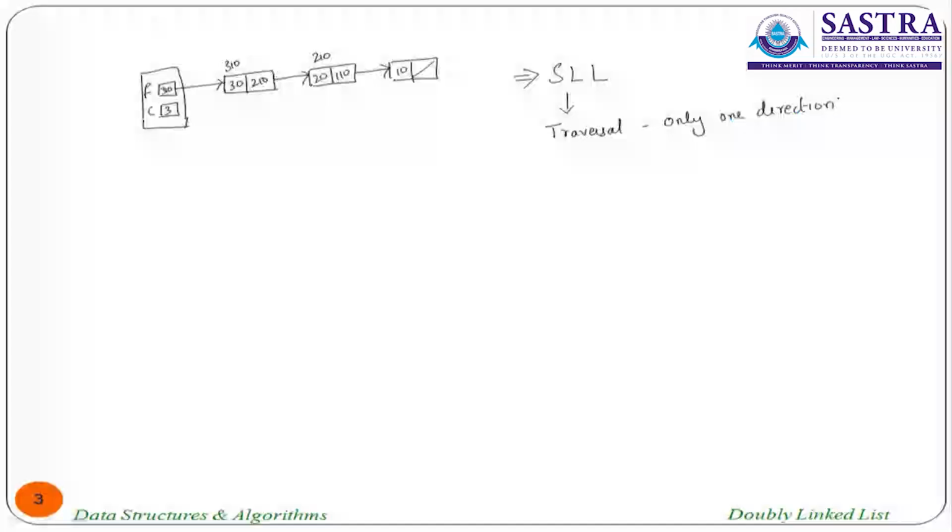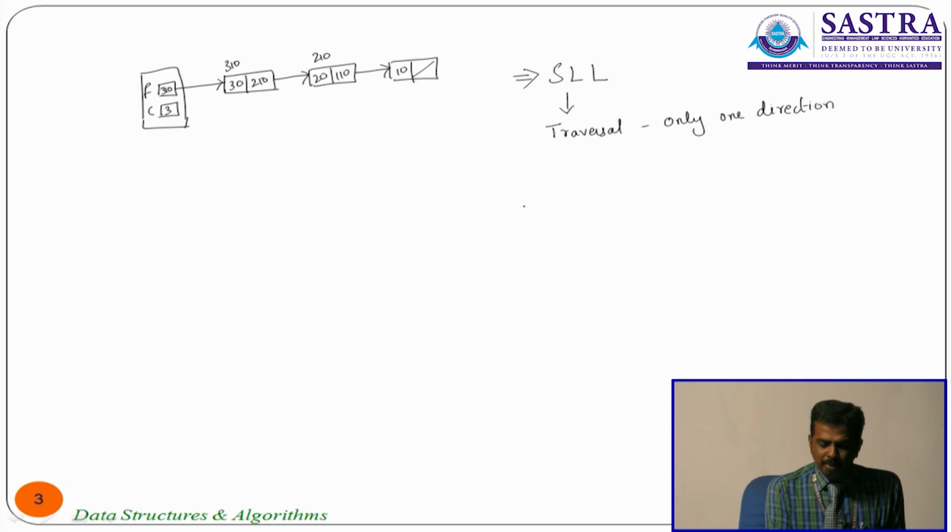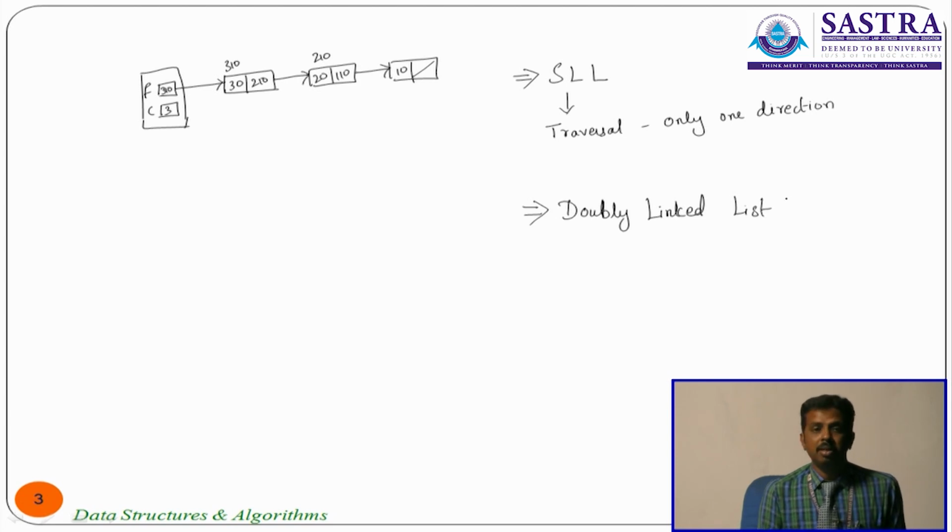If you make this modification on each node, that type of list is called a doubly linked list. So, what we have discussed so far, all the operations we have discussed so far, are on the singly linked list. Then, if you add one more property in each node, it is called the doubly linked list. Doubly linked list. So, this is called the singly linked list.